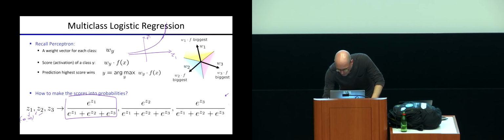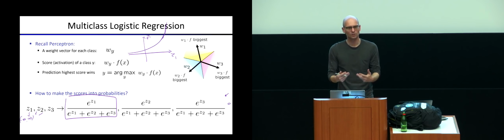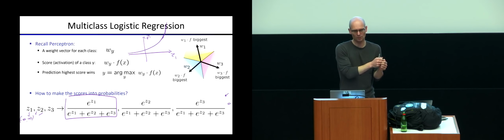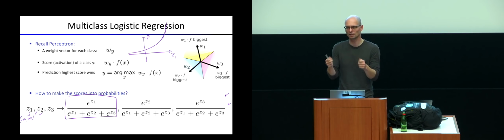The three that we end up with combined will sum to 1, because there's e to the z1, e to the z2, e to the z3, and we divide by the sum. So that's guaranteed to sum to 1. So we've turned our original numbers, whether they're positive or negative, into three positive numbers that sum to 1. So we have a probability distribution.